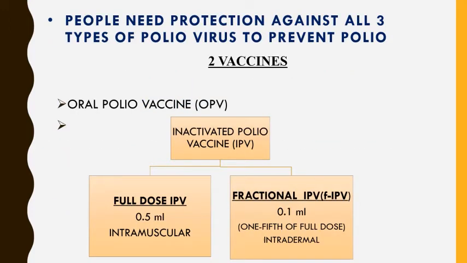People need protection against all three types of polioviruses to prevent polio, for which we have two vaccines, one being the oral polio vaccine or the OPV, and the second being the inactivated polio vaccine or the IPV. Now this can be given as a full dose IPV, which is given as 0.5 ml intramuscularly, or a fractional dose of IPV, which is given as 0.1 ml intradermally, that is 1/5 the full dose of the IPV vaccine.